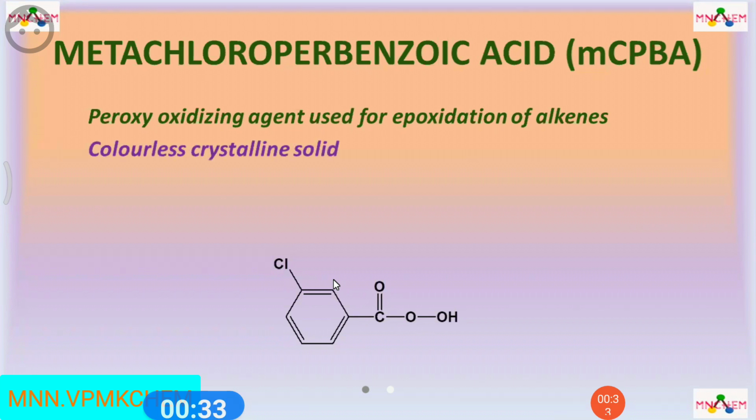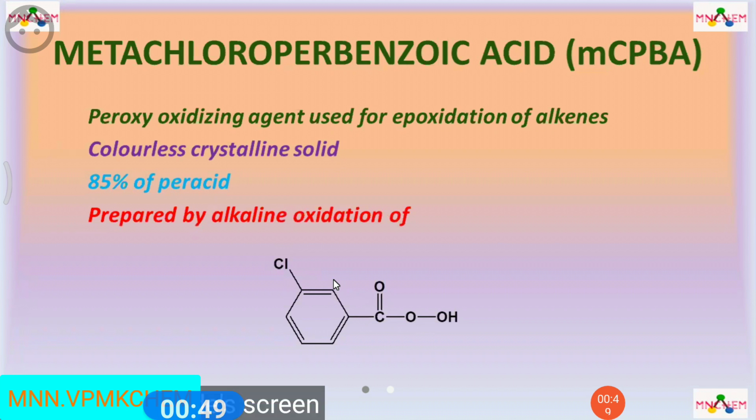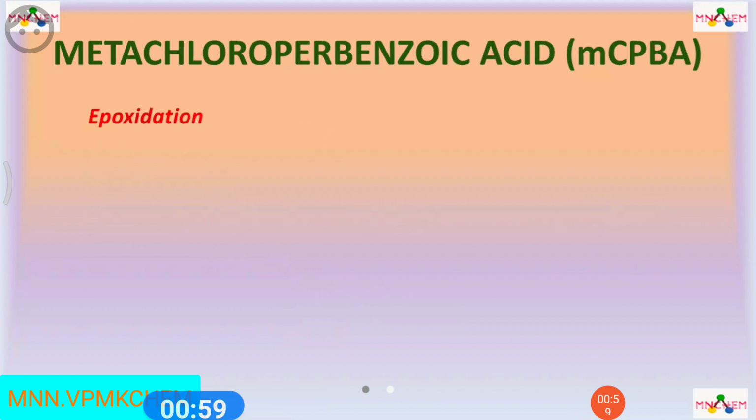It's a colorless crystalline solid. Commercially, it is available with 80% of peracid, and the rest is meta-chlorobenzoic acid. As I told you, it is prepared by alkaline oxidation of meta-chlorobenzoyl chloride with H2O2. Now let's see the reactivity or some reactions of MCPBA, particularly the epoxidation of alkenes.